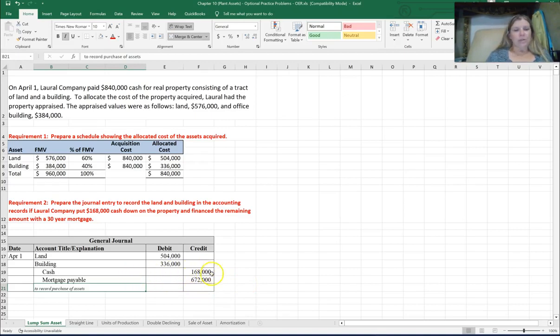And then our cash was decreased, so we credited that. We put the land on the books for what we calculated, and we put the building on the books for what we calculated. And when we come to next month, we will calculate the depreciation on the building, because we'll have used up some of the useful life of the building, but the land never gets depreciated. It'll stay on our books at $504,000 until we sell this property.